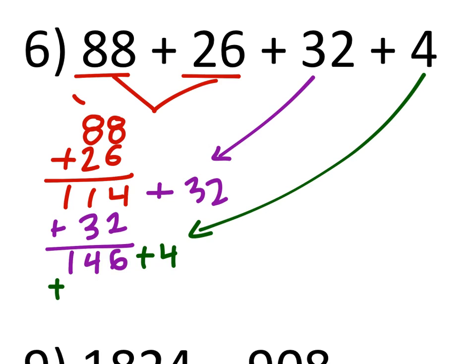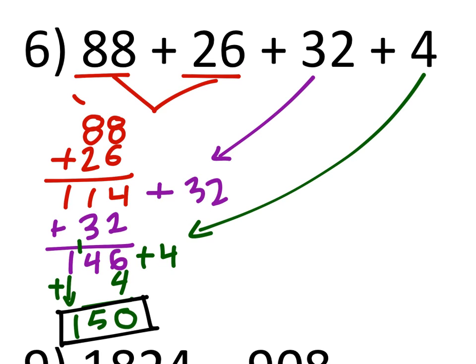So when I add it vertically, I got 6 plus 4, which is 10. And again, I'm going to carry the 1. 1 plus 4 is 5. And then I've got this 1 that I'm just going to drop into a 1. So, yep, my final answer is 150.